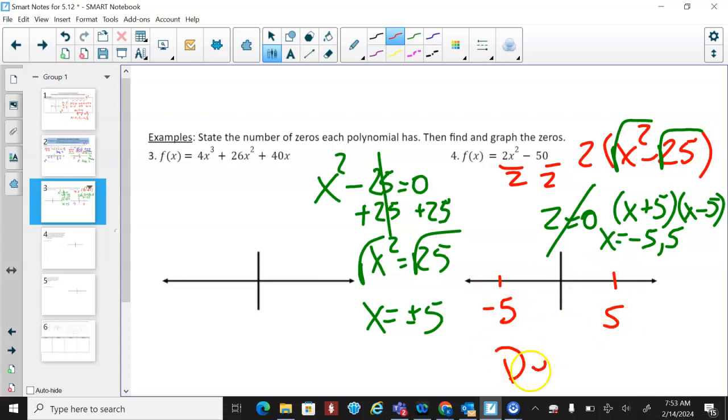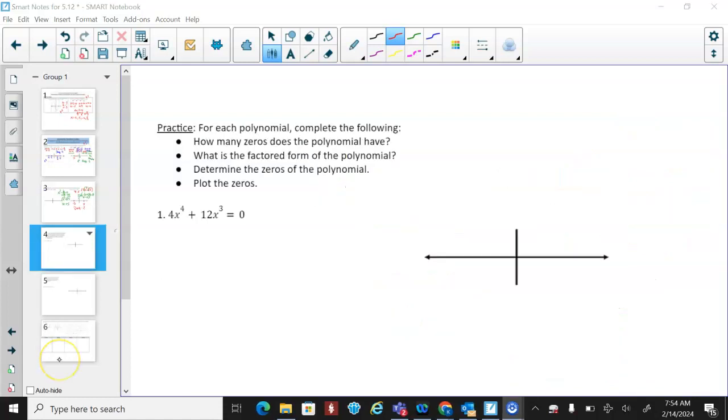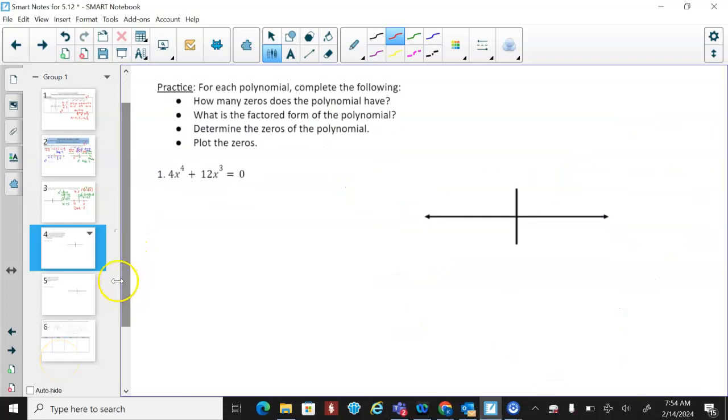So for your degree, this function will be to a second degree. You will have 2 places where x crosses the x-axis. All right.